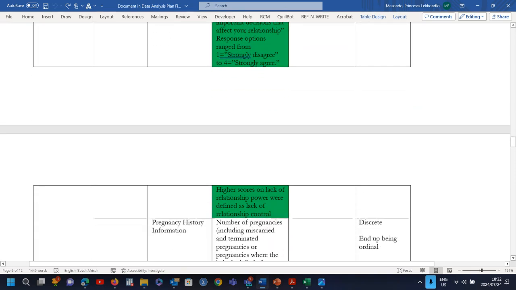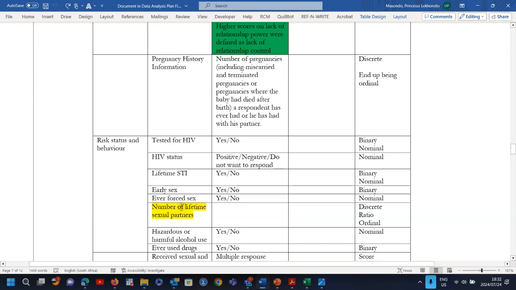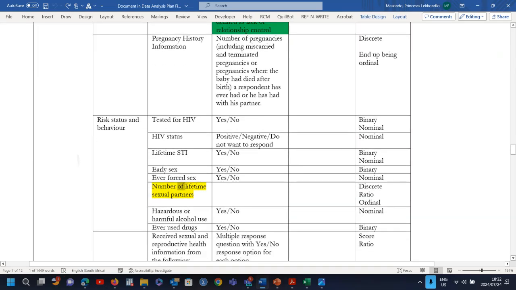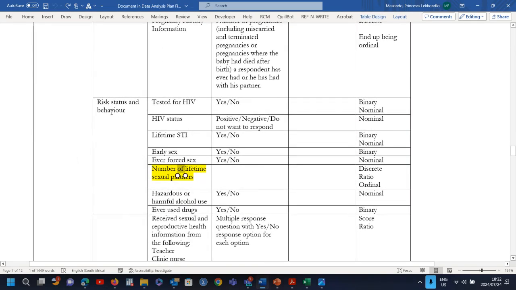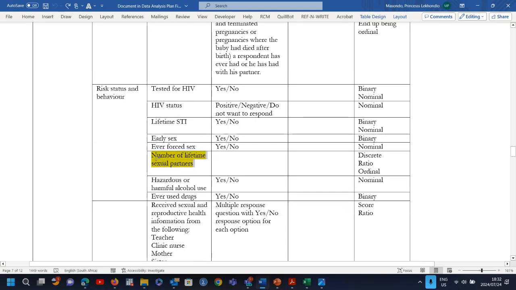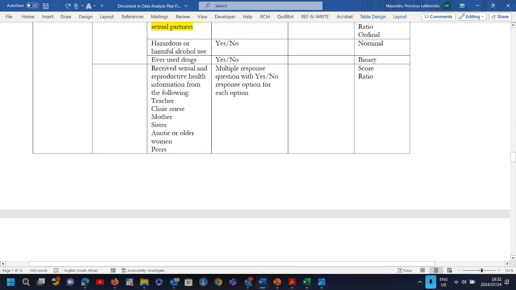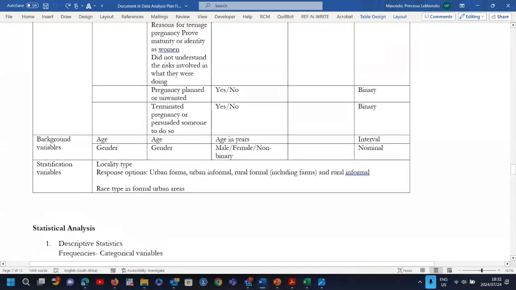I think this one was not outlined, but there is one that I want to come back to, like this one. So you can see risk status and behavior. Here, there are quite a lot of questions. Obviously, this was a big study, but all the questions are listed, and it says how they are going to be measured. I want to come back to this one later on. Yeah, so you can see the list is quite long, right?